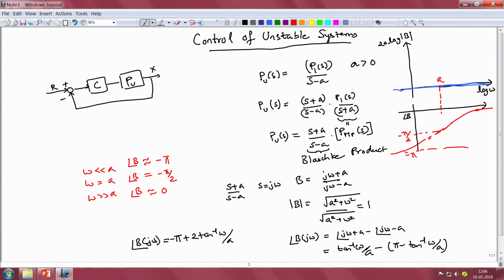So this is the Bode plot of the Blaschke product, and the unstable plant has a magnitude characteristic which is identical to the magnitude characteristic of the minimum phase plant, namely P minimum phase of s, whereas the phase characteristic of the unstable plant is going to be different from the phase characteristic of the minimum phase plant on account of the phase added by the Blaschke product.